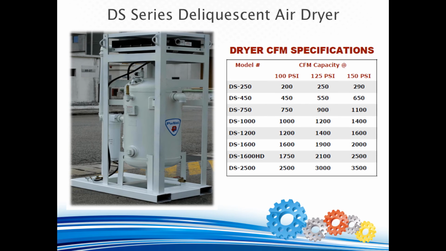Panblast's DS series of deliquescent air dryers feature a combination air-driven aftercooler mounted on top of a single-tank pressure vessel housing the deliquescent desiccant material. Both items are mounted within a convenient steel frame for easy transport and component protection. Standard dryer sizes range from 250 to 2,500 CFM and can be optionally fitted with a coalescing filter, a high-flow moisture separator and filled with deliquescent media.